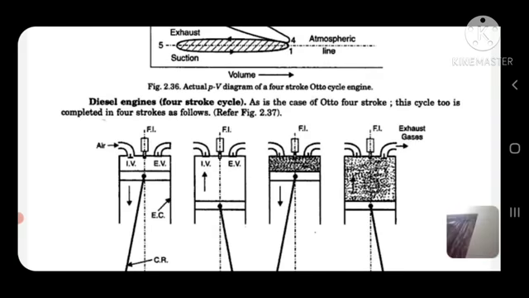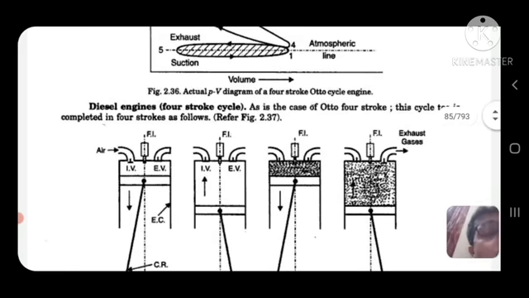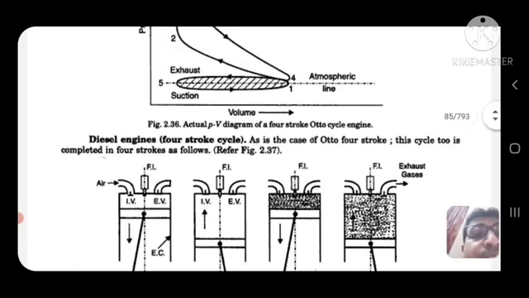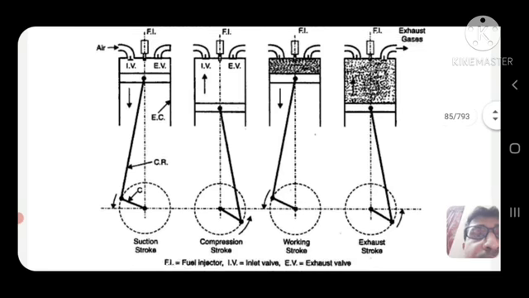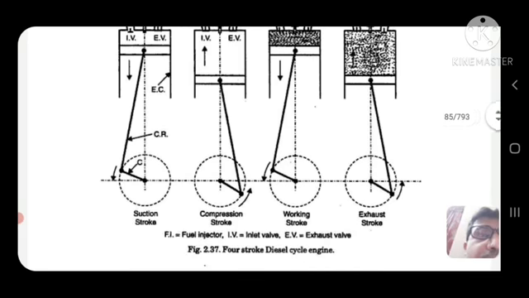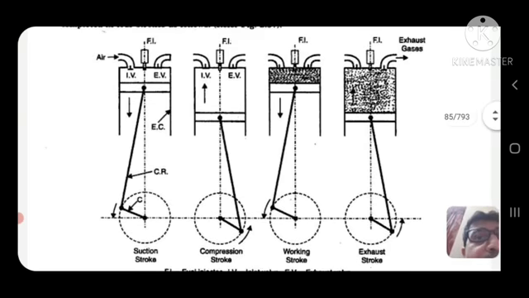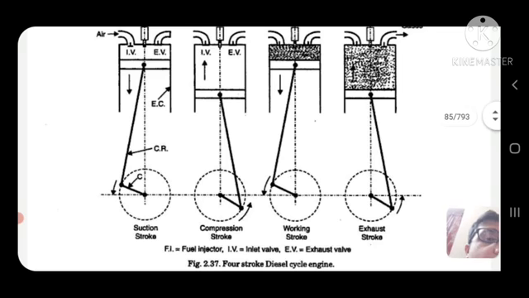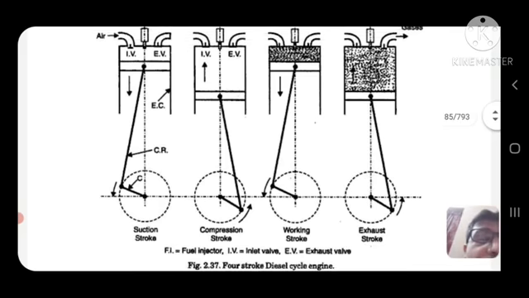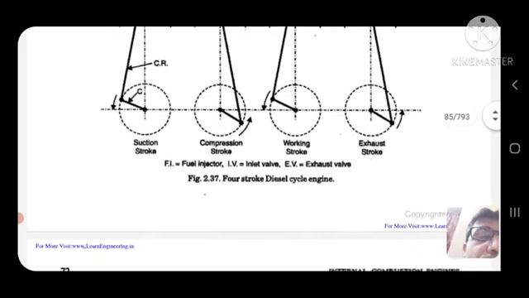As in the case of the Otto 4-stroke cycle, this cycle is completed in 4 strokes as follows: inlet valve, exhaust valve, connecting rod. There are 4 strokes. One is the suction, inlet valve open, exhaust valve close. Compression, both valves close. Another one is the working, both valves close, power. Another one is the exhaust, inlet close, exhaust open. Okay, that is the 4-stroke diesel cycle engine.